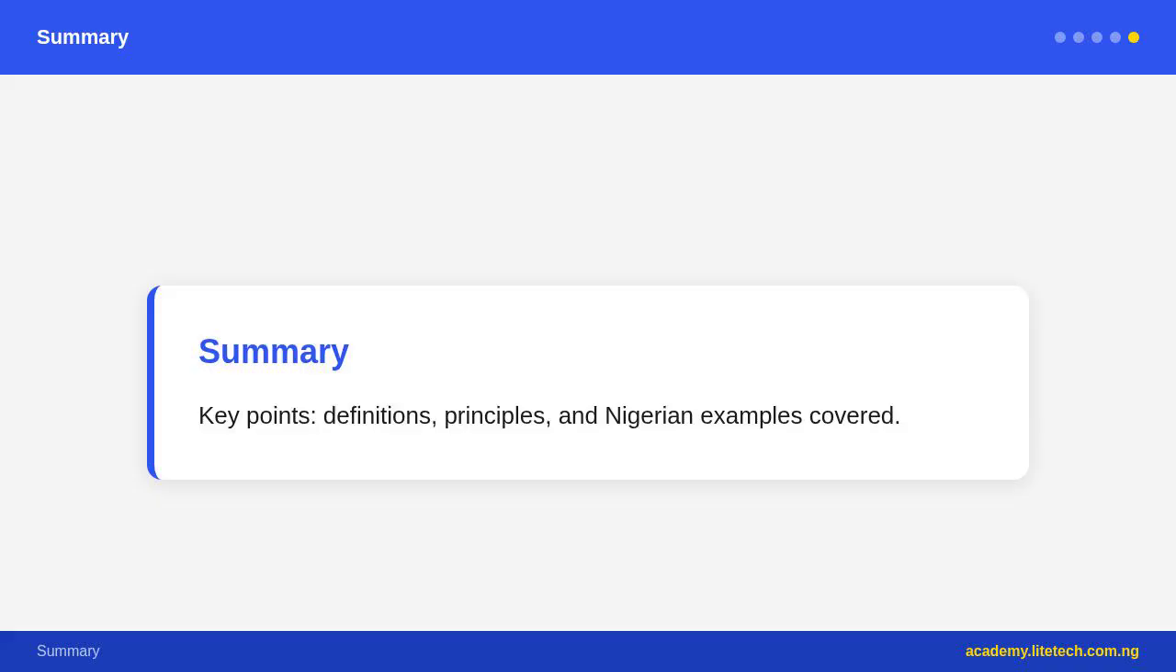Summary of key points: capacitance C equals Q over V, measured in farads. Parallel plate capacitor, C equals epsilon naught epsilon r A over d. Series, 1 over C total equals sum of reciprocals. Parallel, C total equals sum of values. Energy stored, W equals half CV squared.